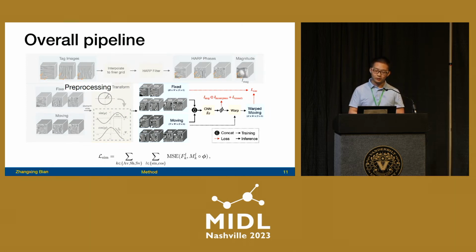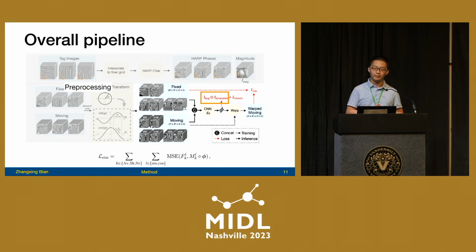From the preprocessing, we will get 3 sine-cosine pairs for the fixed image and 3 for the moving image. And we will concatenate those channel-wise and send them to a neural network to predict the motion. And that's all it takes during inference time. But in order to train the network, we need to warp the image.